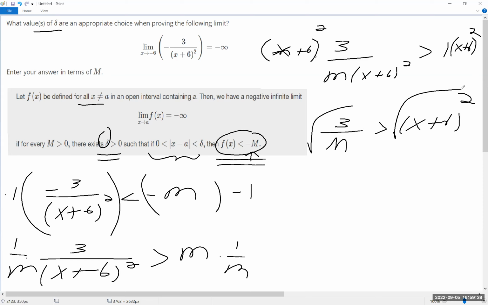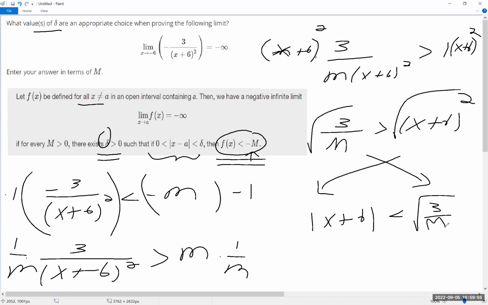I'm left with, now I'm going to bring this to this side and this to this side. So I'm going to be left with the absolute value of x plus 6 is less than the square root of 3 over m. So now I go back to the piece that I want to start with, which is my assumptions. Now I can actually prove.